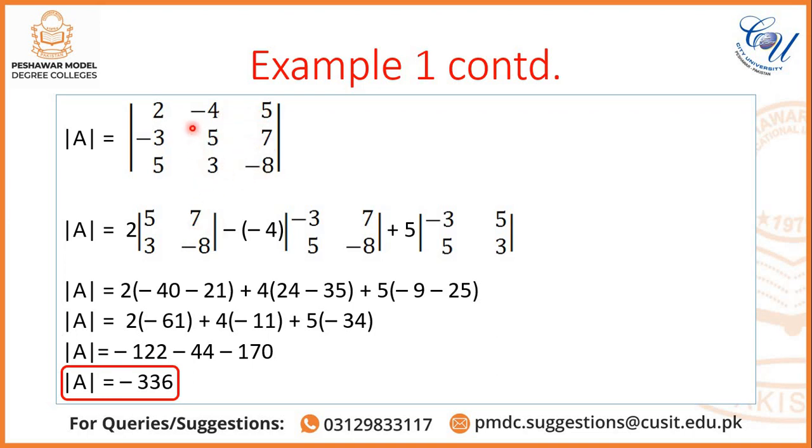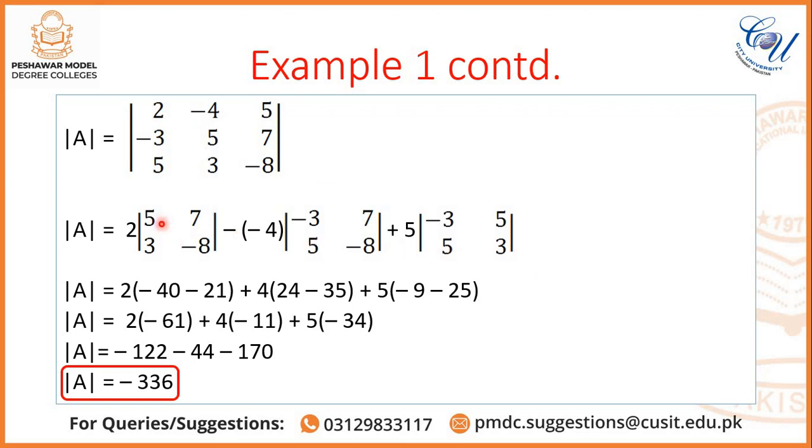Then the second term has a negative sign, so we write minus, then the term that is minus 4 into, now eliminating this column and this row, we are left with the determinant of minus 3, 7, 5 and minus 8. Then the third term, that is plus 5, so eliminating this column and row, we are left with the determinant of minus 3, 5, 5, 3. So we have written it over here.